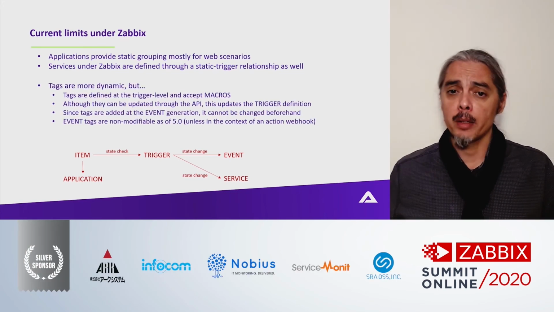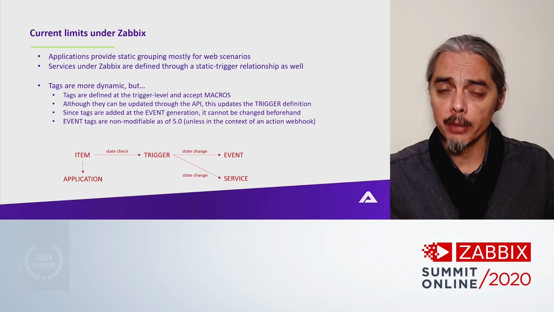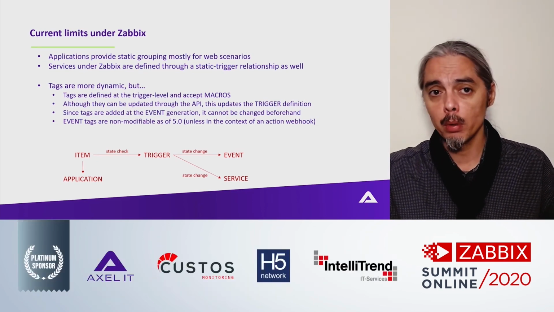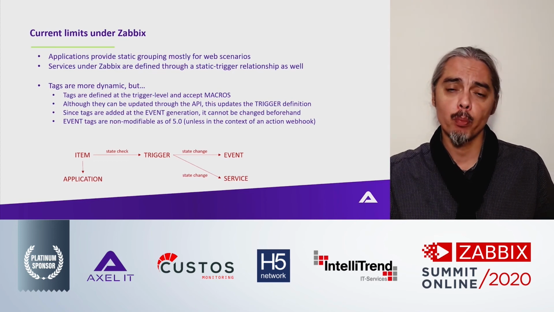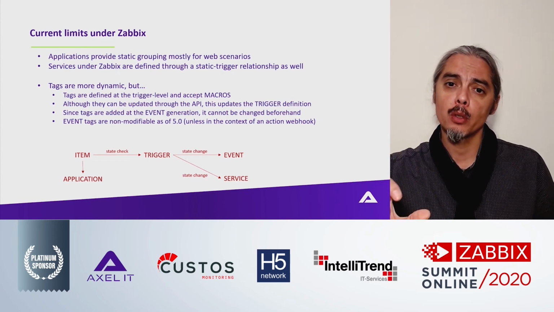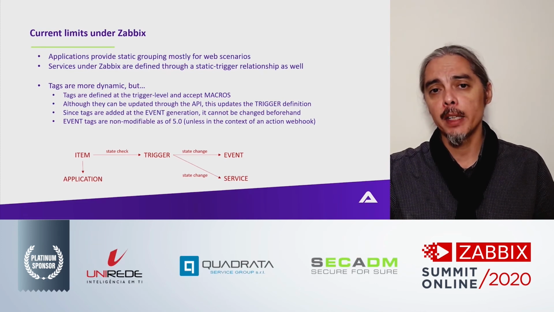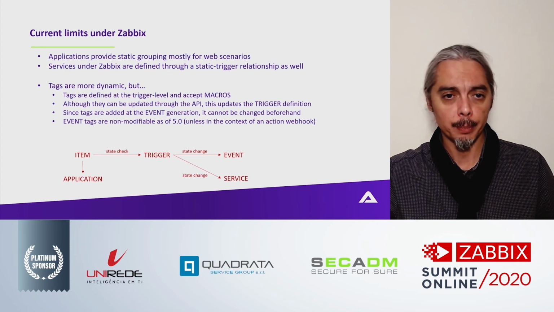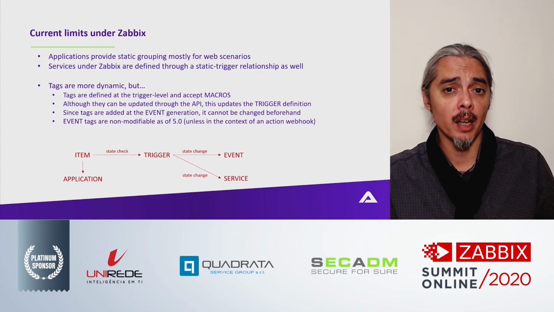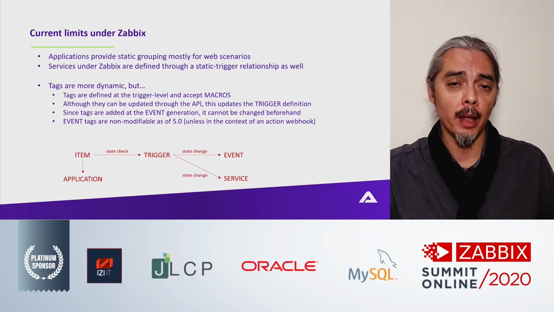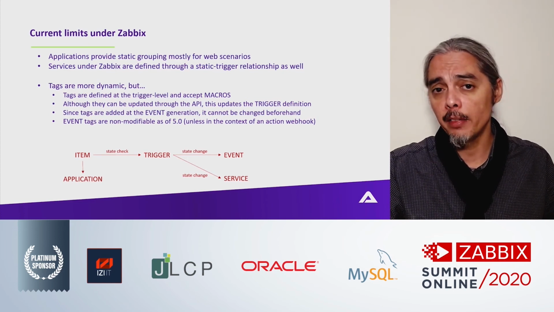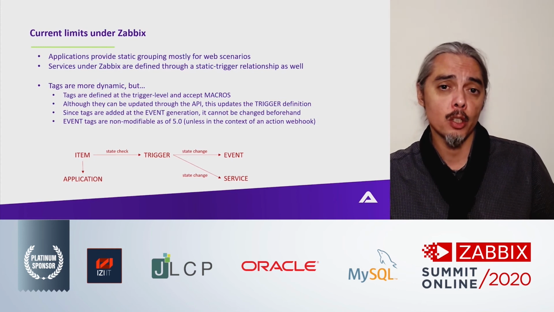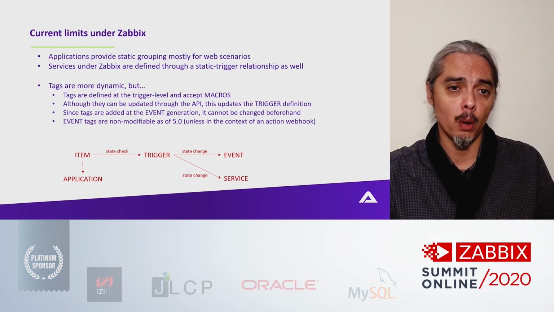So we could use tags. Tags, they are defined at the trigger level. They can be inherited through macros, hosts, calculated, and such. But at the time the triggers change state, the tags from the trigger will be passed to the event. So you can do that. You can calculate them beforehand. If we need to have the event create an incident ticket, at that time the event is created and we can change tags afterwards.